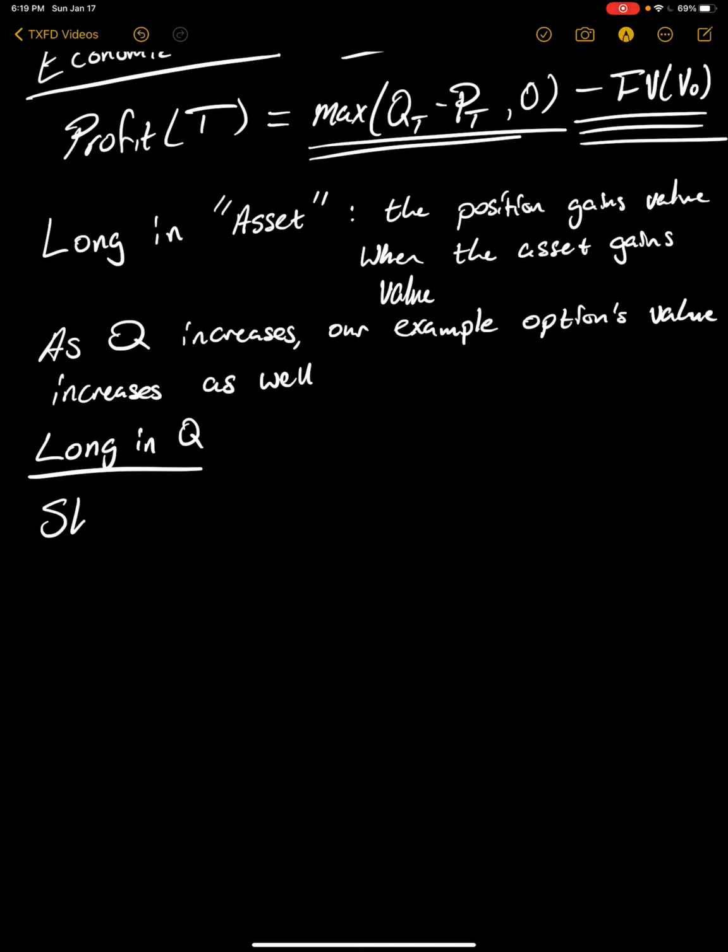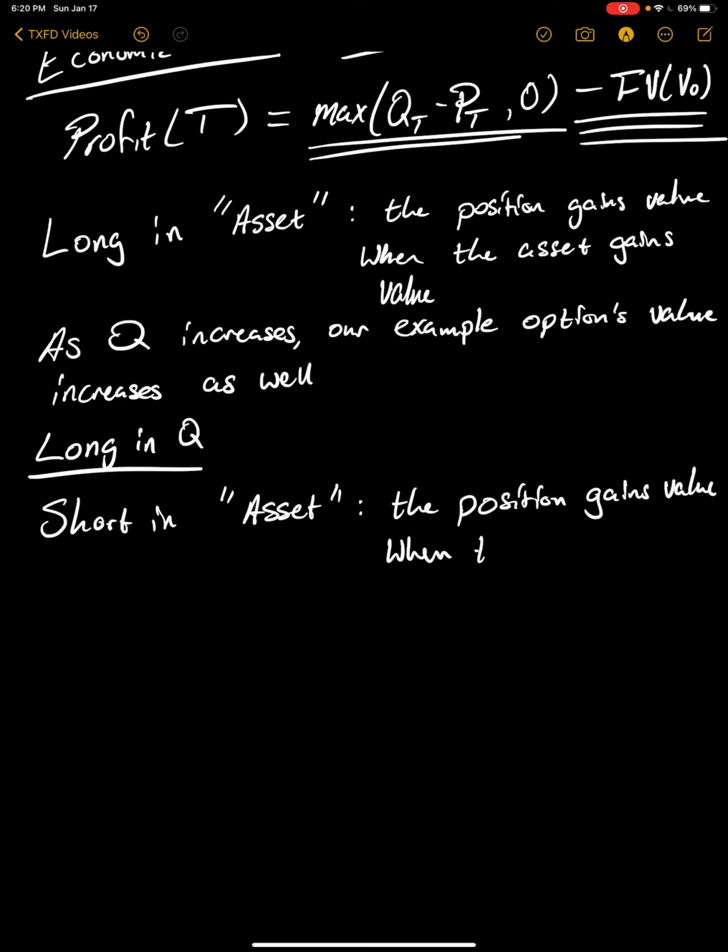So then short in the same asset means, and this is again referring to a position, and a position just means your current holdings. So if we hold an option, then our position would be that option. And so everything's relative to what your current holdings are as far as position goes. The position that we're talking about here gains value when the asset loses value. So it's kind of the opposite of what we said above.